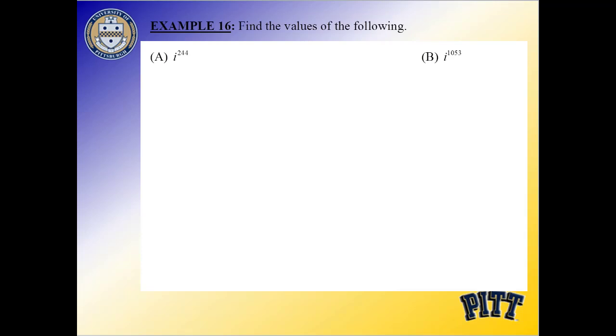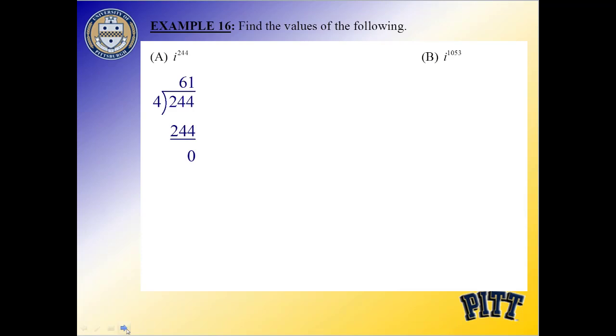So when they ask a question like this, i to the 244th power, they want you to find the value of this. Well, you have a 1 in 4 chance already of picking the right answer, because you know it's either going to be i, 1, negative i, or negative 1. You've got to figure out which one it is. Now here's what most textbooks show how to do it.